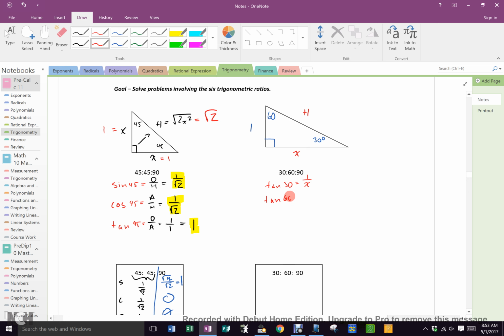Tan 60 equals what? x over 1, which means tan 60 equals x, yes? Okay, what's tan 60? 1.73, right? You don't recognize that, do you? Some of you don't recognize what that is, do you? Because it gives you a decimal, yes?